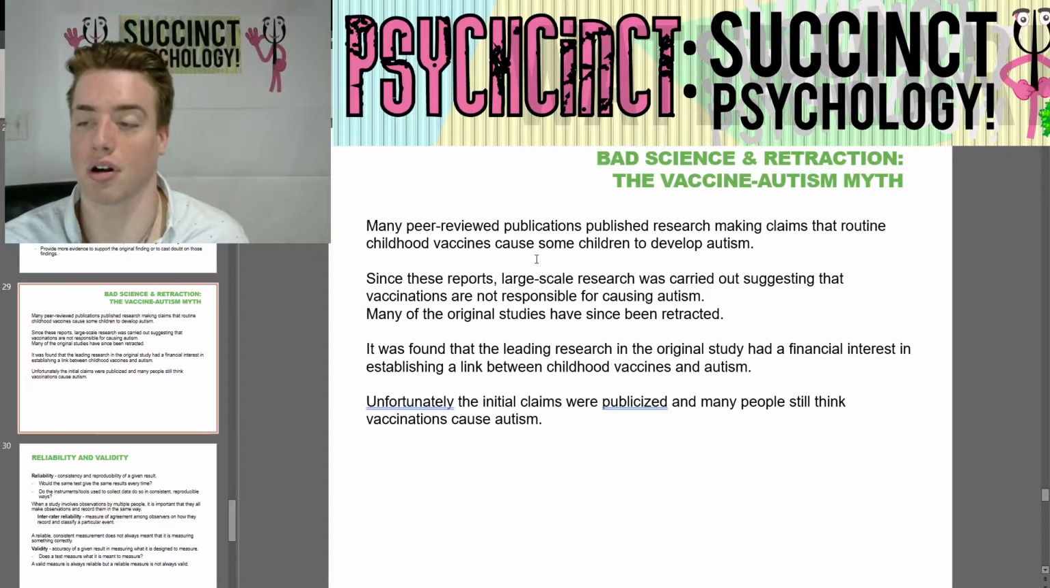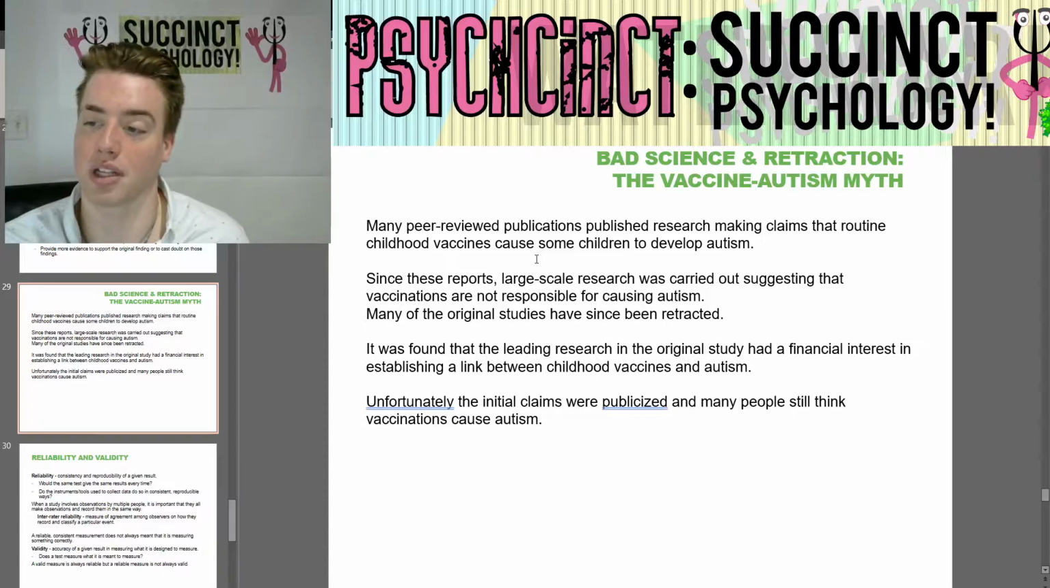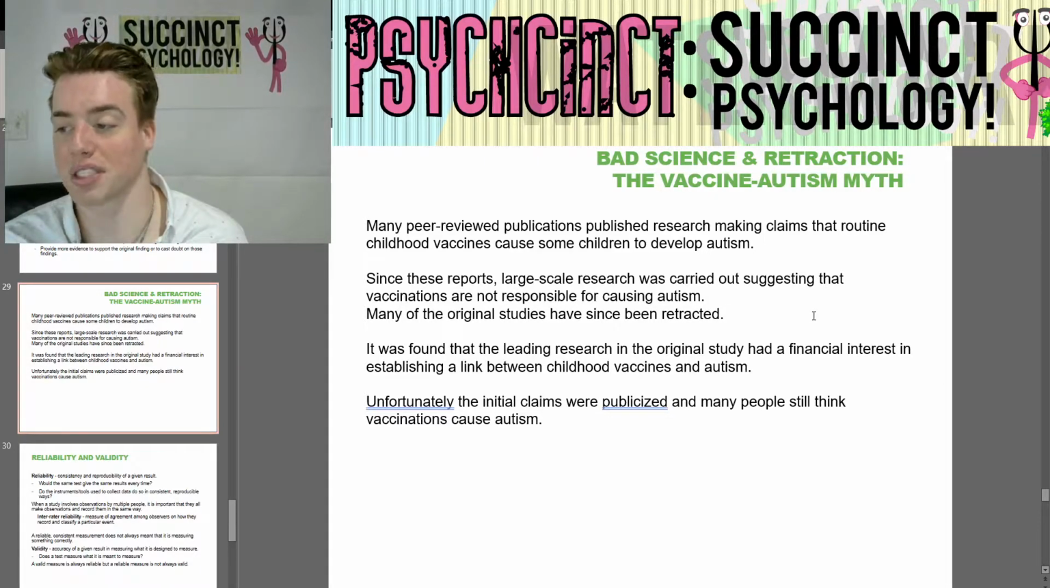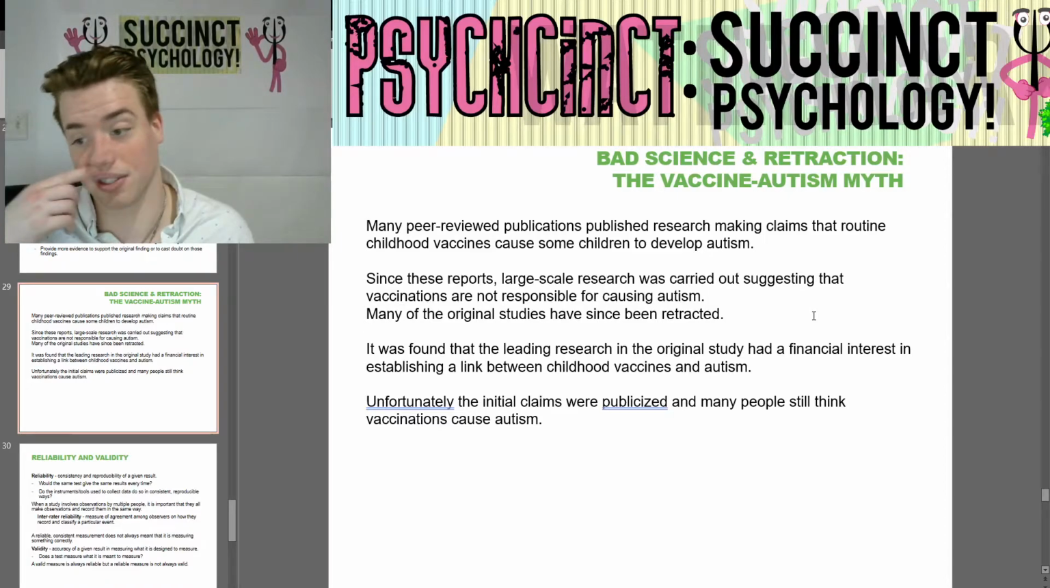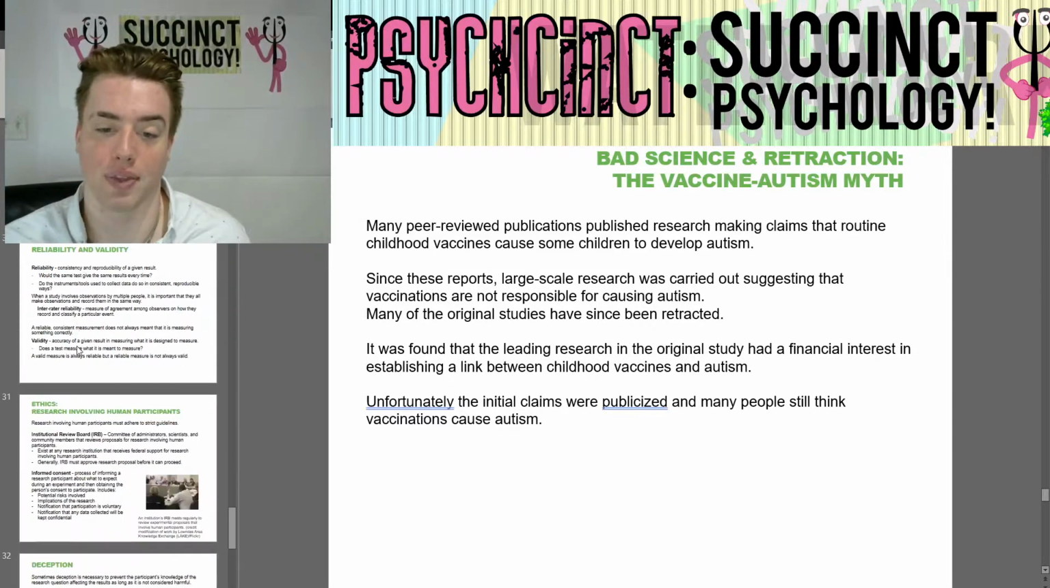Since these reports, large-scale research was carried out suggesting that vaccinations are not responsible for causing autism. Many of the original studies have since been retracted. It was found that the leading researcher in the original study had a financial interest in establishing a link between childhood vaccines and autism. Unfortunately, the initial claims were publicized, and many people still think vaccinations cause autism. So that's why replication is important, because they had to do research and make sure that these claims were valid, when it turns out they were not.